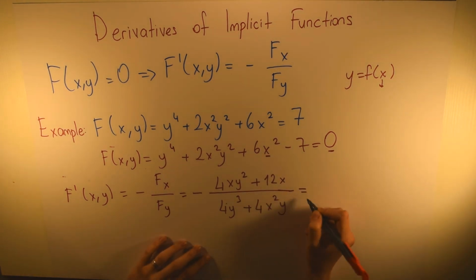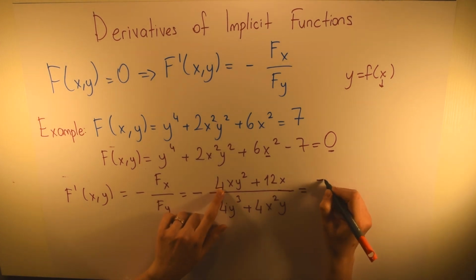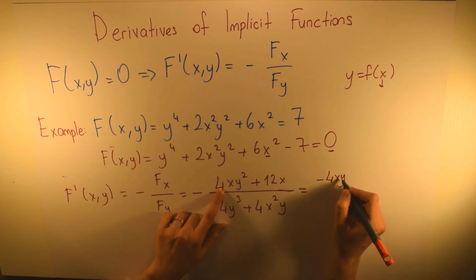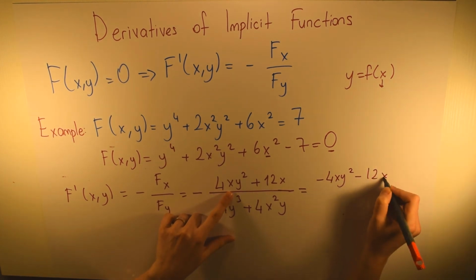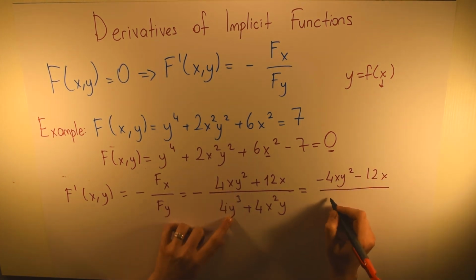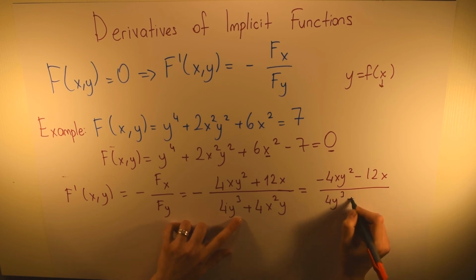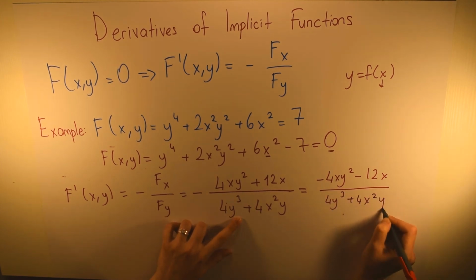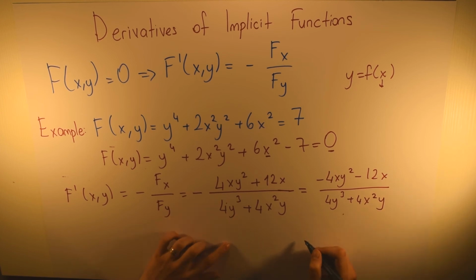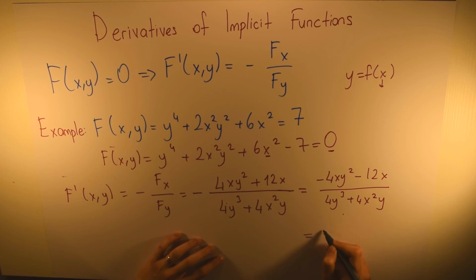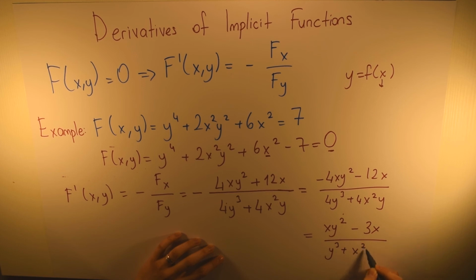So this is all equal to, let's put this minus here, minus (4xy² + 12x) over (4y³ + 4x²y). So when I take 4 in parentheses, it will be minus x(y² + 3) over y(y² + x²). So this is the answer for our example.